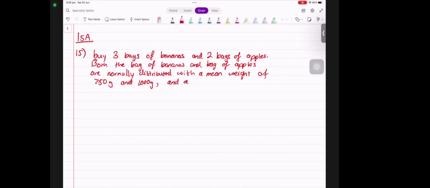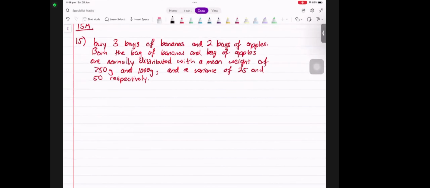Variance of 25 and 50, respectively. And here I'll put in another color. Find the mean and standard deviation of the purchase.